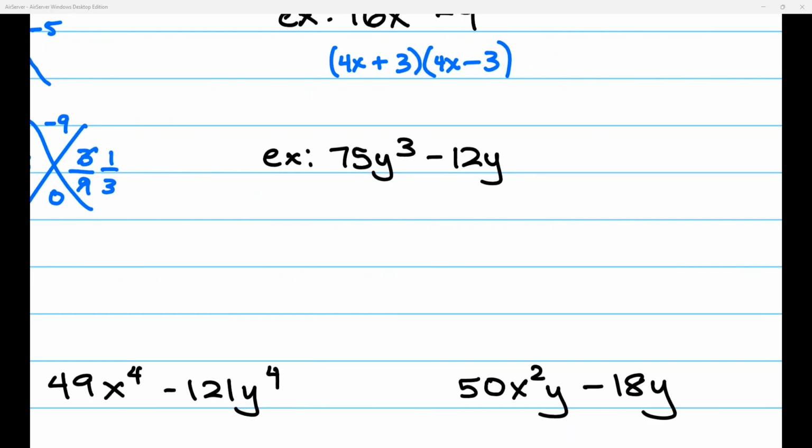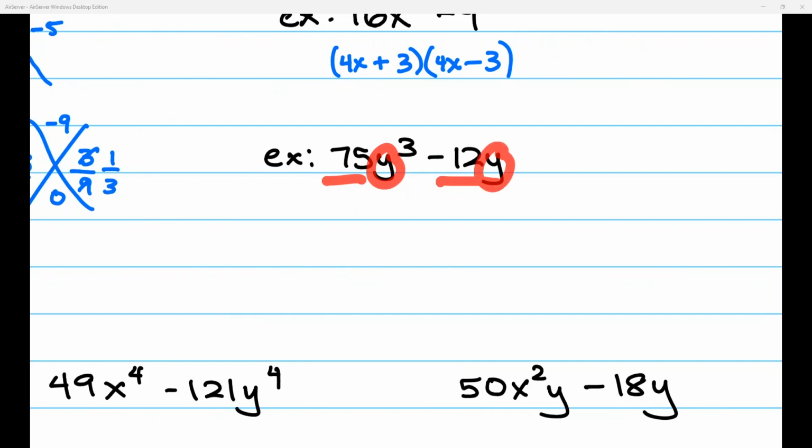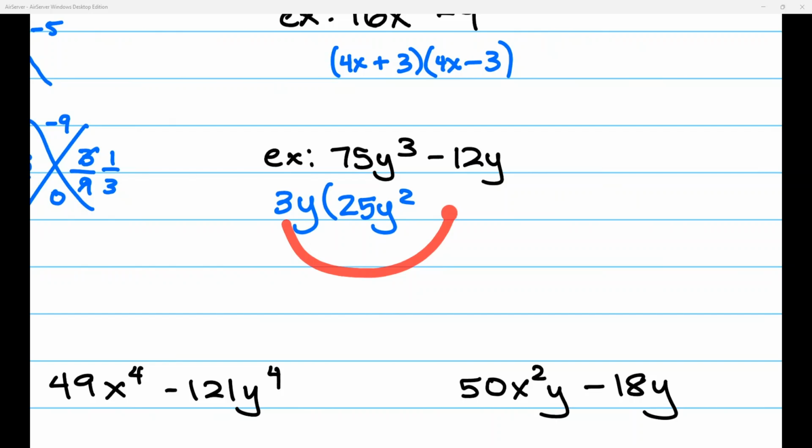Is there a GCF? The answer is yes. Be careful. This GCF is going to be a 3 and a y. They both have a factor of 3. They both have a factor of y in it. So I can't take out two y's because this one doesn't have two y's to take away. So I write this as 3y times parentheses. How do I get this back? This is going to be a 25y squared. How do I get this back? This is going to be a -4.